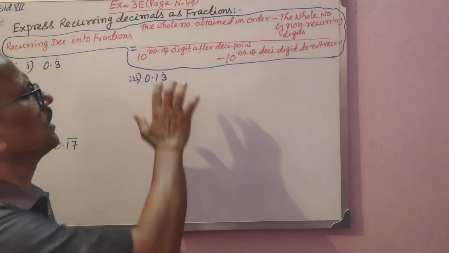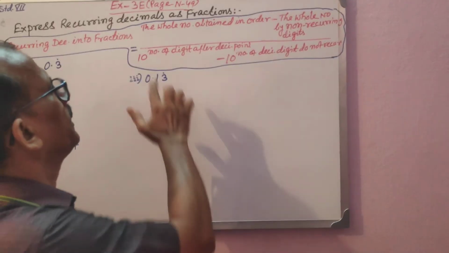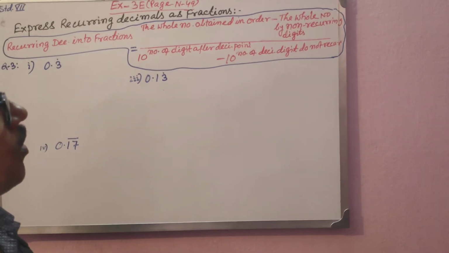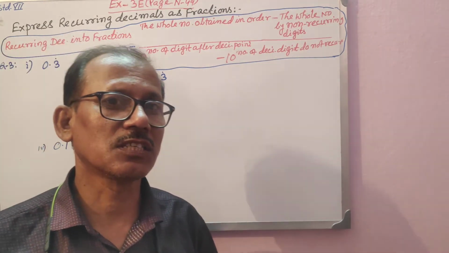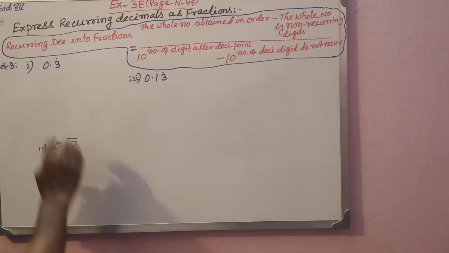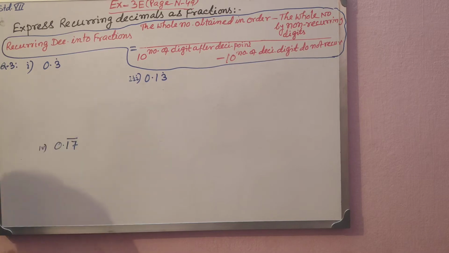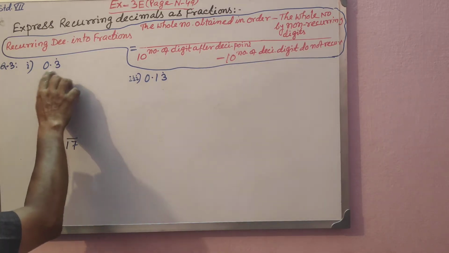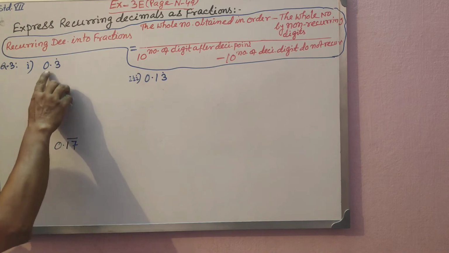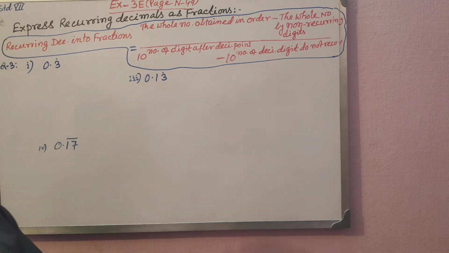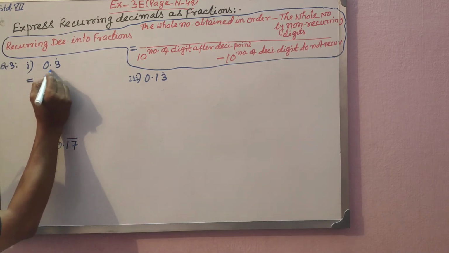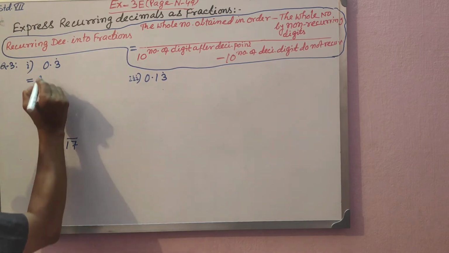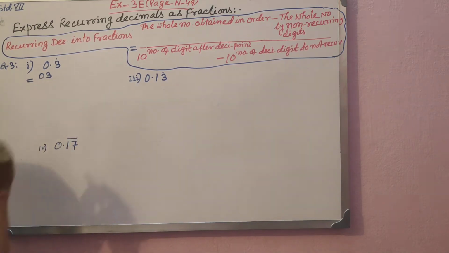The formula says the numerator part will be the whole number obtained in order minus the whole number of non-recurring digits. In this recurring decimal, is there any non-recurring digit? Yes, it is there, 0. But minus 0 means the same. So 3 minus 0. What has come? This has come as the whole number in order. That means 03, that means 3. You can write down 3.